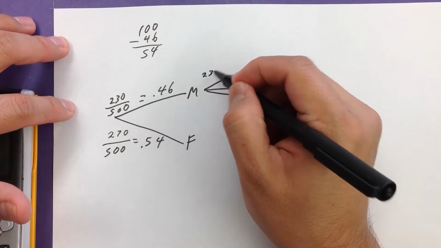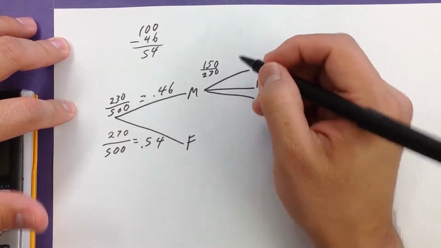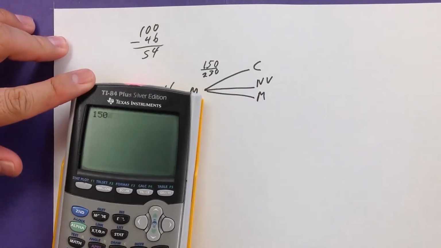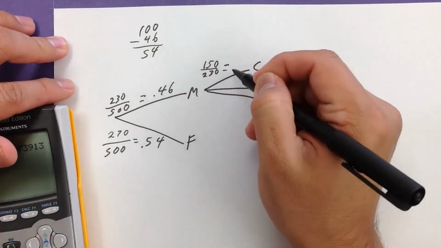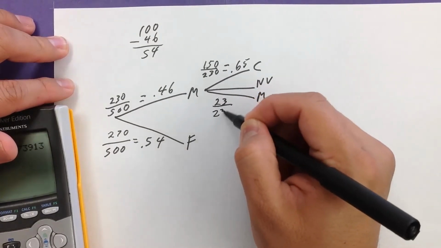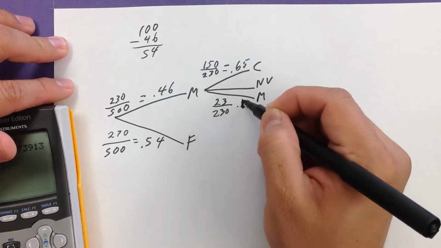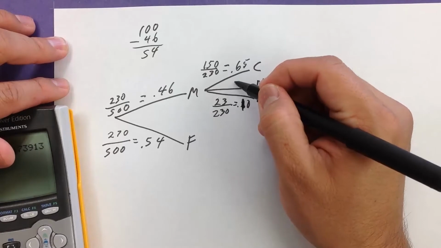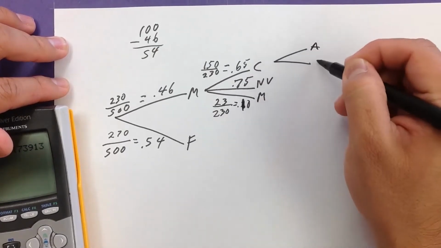So we have 230 males, 150 of them have a car. So we just take 150 divided by 230. That's going to be 0.65. Then we have the other one, 23 divided by 230. That gives us 0.10. Then finally add these two together and subtract that from 100. That gives you 0.75. Then we have finally accident, no accident.